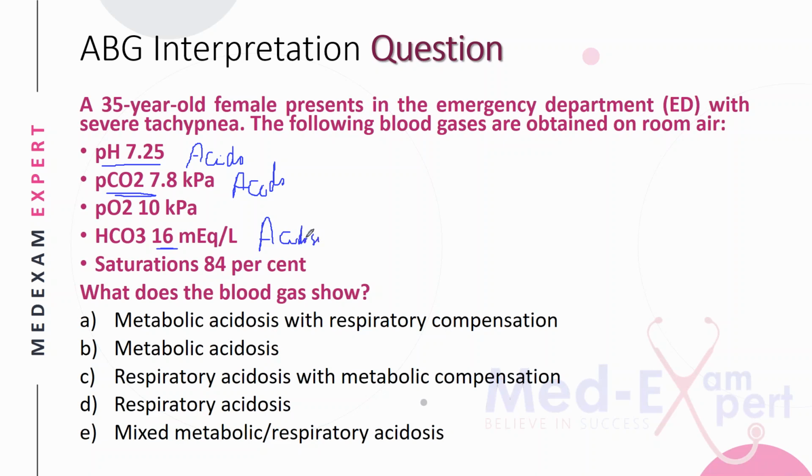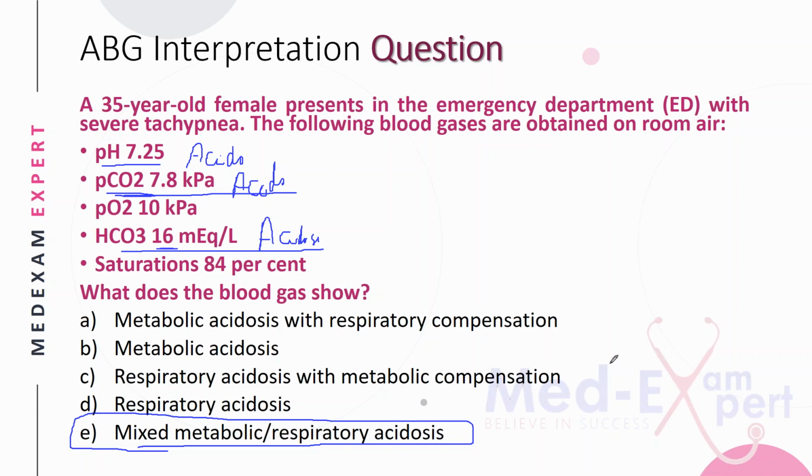So this is not a compensation. This is a kind of mixed disorder. Yes, I have respiratory acidosis here and metabolic acidosis here. Okay. So I have mixed metabolic and respiratory acidosis. Something incidental happened in between, like renal failure is also a respiratory disorder, something like this. So I have mixed metabolic respiratory acidosis.